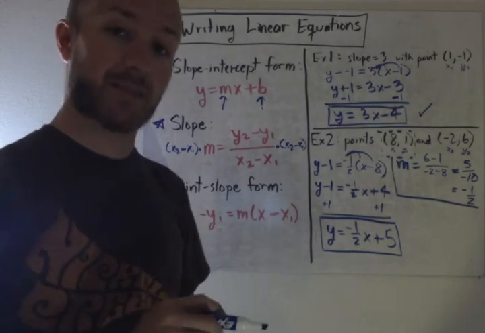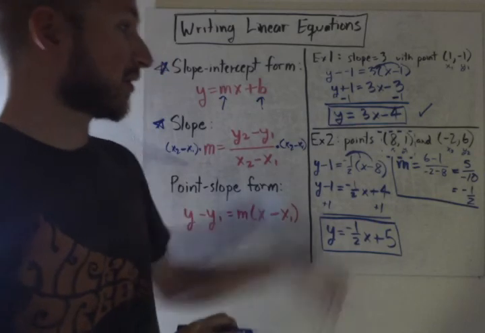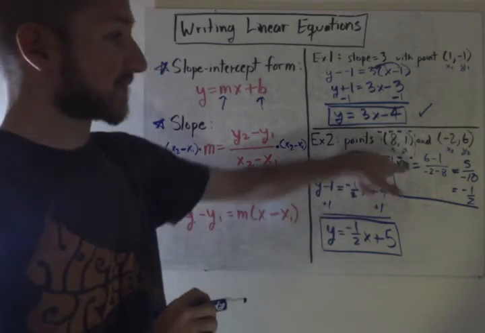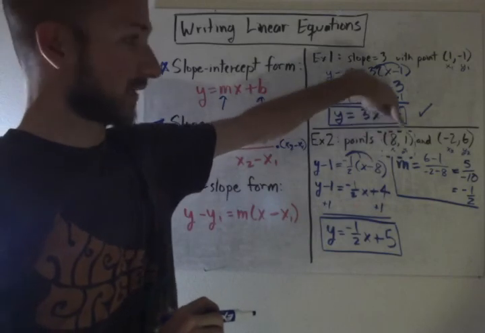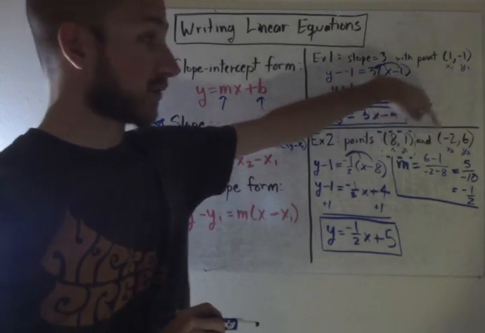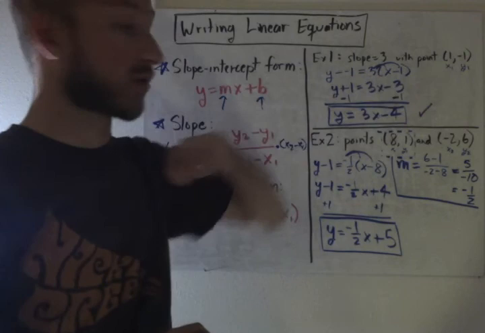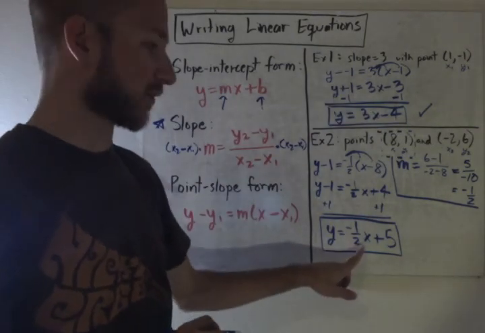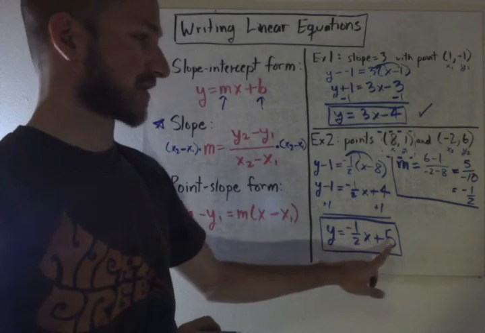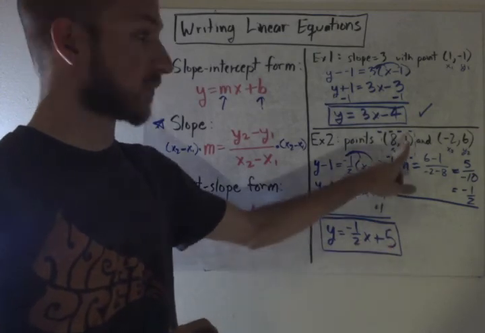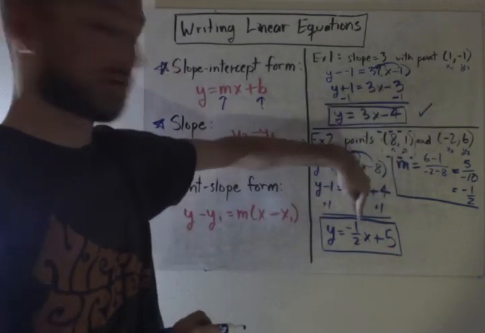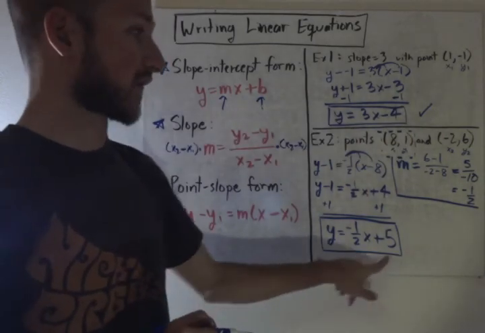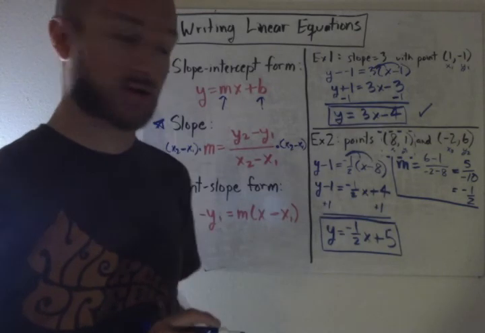Just as we did on top, I want to double check my work. I have 2 points, and if this is the correct equation, I should be able to substitute this x in and get this y out. And the exact same thing with negative 2 and 6. All right, quick check. If I plug in 8, negative 1/2 times 8 is negative 4. Negative 4 plus 5 is positive 1. So that point checks out. If I plug in negative 2, negative 1/2 times negative 2 is positive 1. Positive 1 plus 5 is 6, so they both check out.